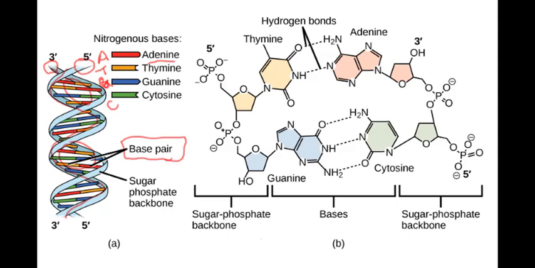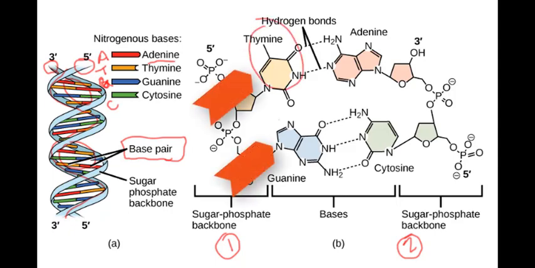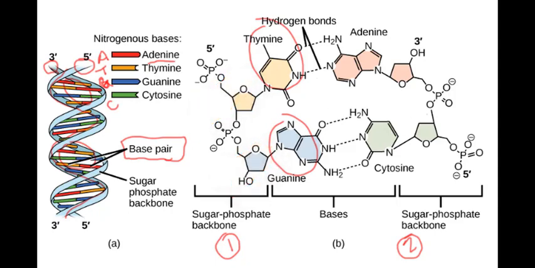with a base on the other strand. So let's say that we have strand number 1 right here, and we have strand number 2 right here. Well, the bases in strand number 1 that we have here, which are thymine and guanine, are linked to another base on the other side, and the bases on the other side are adenine and cytosine that we see here.